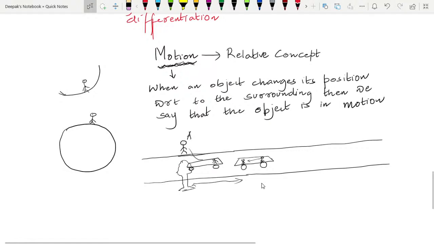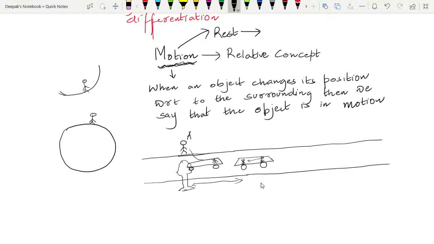Okay, so motion is relative, understand. Now in the same way, rest is also a relative concept. What is rest? See, when an object changes its position with respect to the surrounding, then we say that the object is in motion. So exactly opposite of this, rest is when an object does not change its position with respect to the surrounding, then we say that the object is at rest. So even rest is a relative concept.